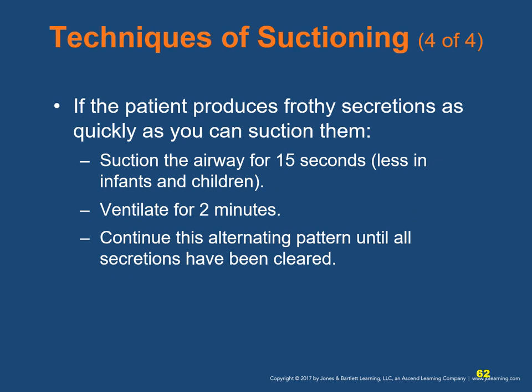If the patient requires assisted ventilations and is producing frothy secretions as quickly as you can suction them, suction the airway for 15 seconds, less in infants and children, ventilate for 2 minutes, and continue this alternating pattern of suctioning and ventilating until all secretions have been cleared from the airway. Continuous ventilation is not appropriate if vomitus or other particles are present in the airway. Clean and decontaminate your suctioning equipment after each use.